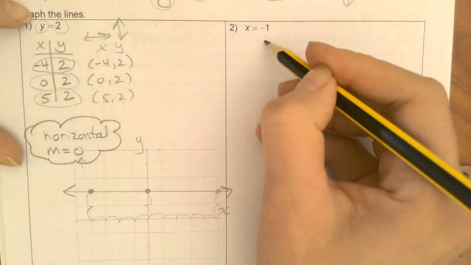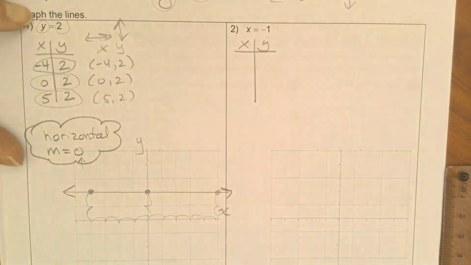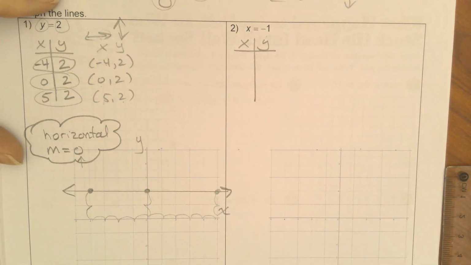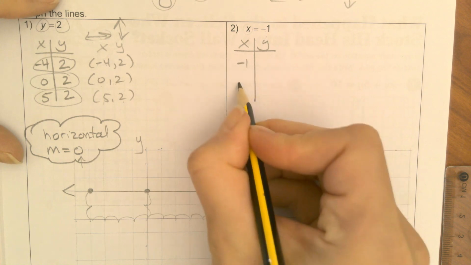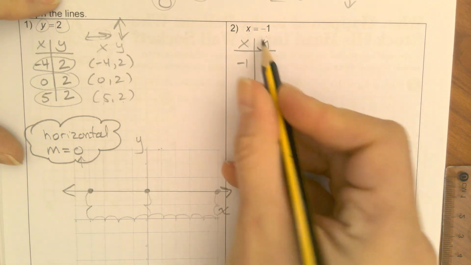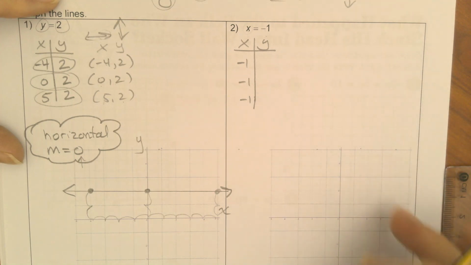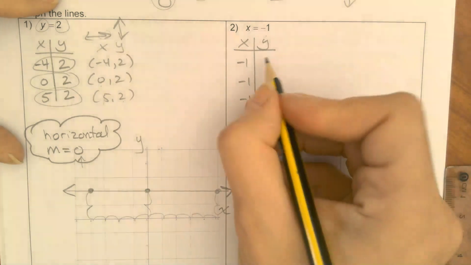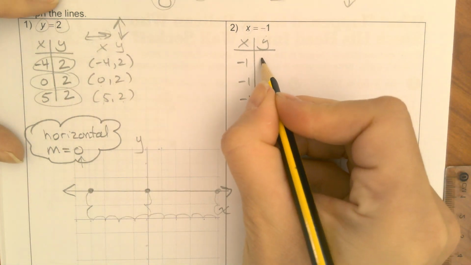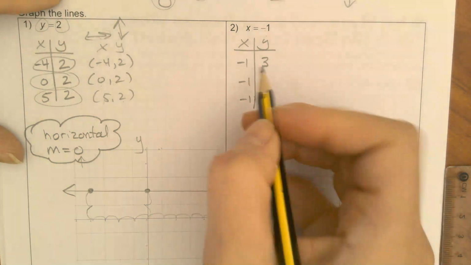Now let's do this line. So first we're going to make a table of values. Now, do we put the -1 under the x or the y? X, because it says x is always -1. No matter what we do, x is always going to be -1. So let's pick some nice numbers for y. They have to fit on the graph. So I'm going to do numbers 5 and less. So I might pick, I don't know, 3, 1, -3. You can pick any numbers you want here.